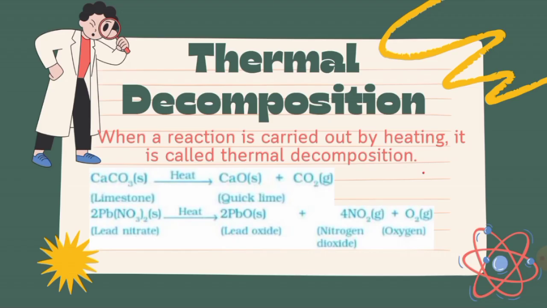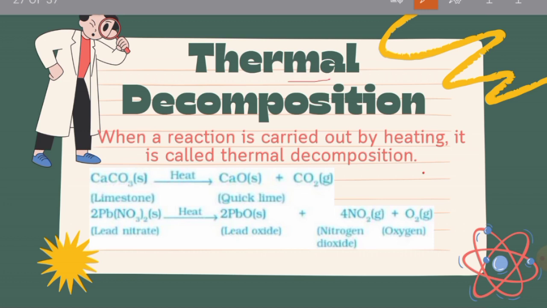So the first one is thermal decomposition. See, the word thermal suggests that it is carried out by heating. This decomposition is carried out by heating. That's why it is called thermal decomposition. See, CaCO3 in the presence of heat will break down to CaO plus CO2. Okay, this is one of the examples.